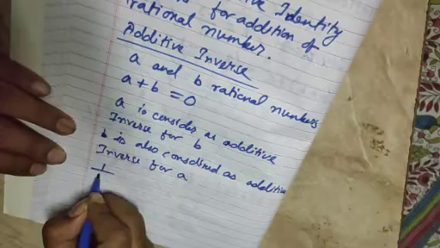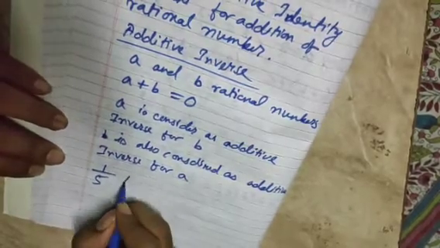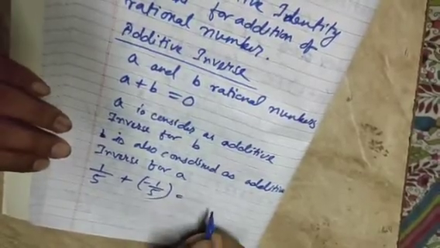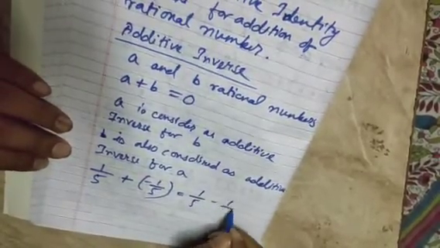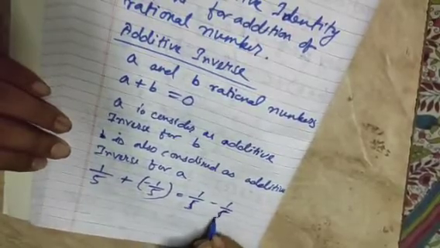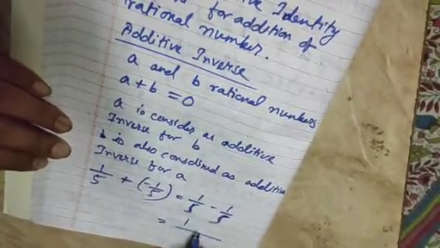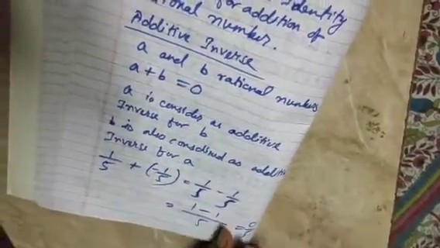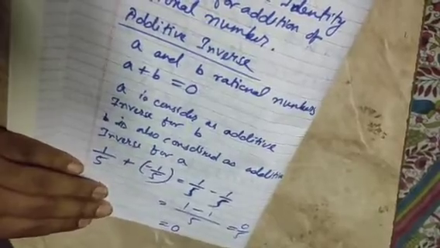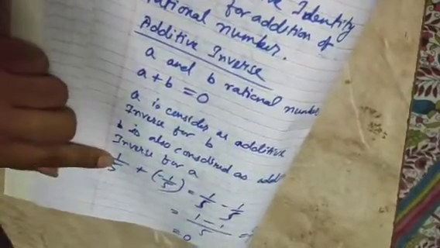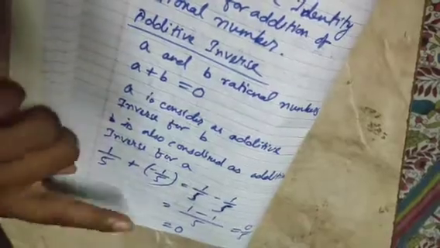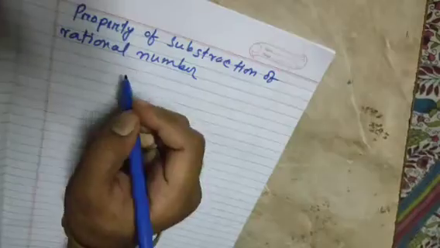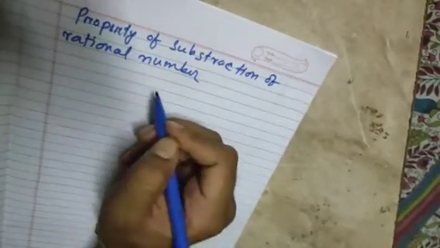1 by 5. Okay, when we add 1 by 5 with another rational number, suppose minus 1 by 5, we will get 1 by 5 minus 1 by 5, or 1 minus 1 equal to 0 by 5, or you can get only the number 0. So here 1 by 5 is the additive inverse of minus 1 by 5. Also minus 1 by 5 is the additive inverse of 1 by 5. Okay.